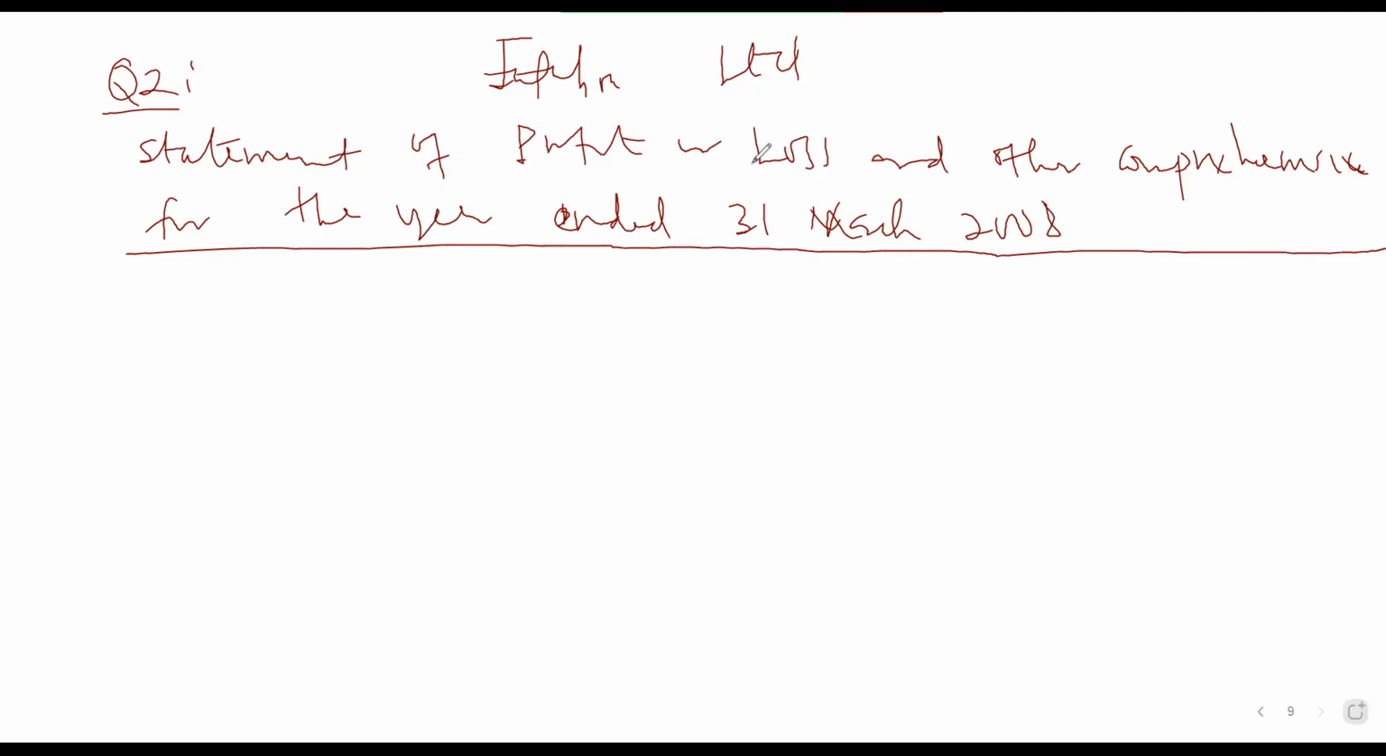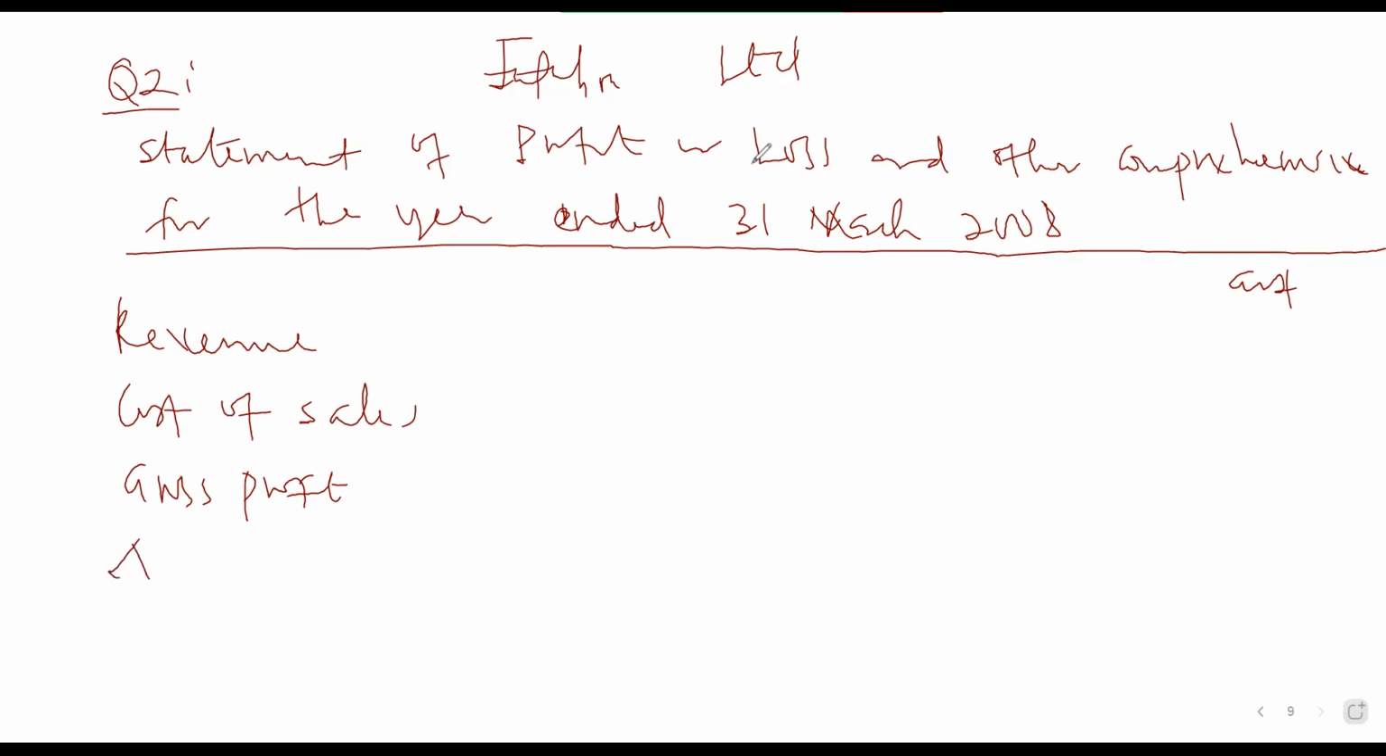So the first item that will come is revenue, isn't it? Yes, sir. So you have a revenue there. You have your cost of sales. You have your gross profit. Then you look at the trial balance. We have administrative expenses there. So we bring administration expenses.